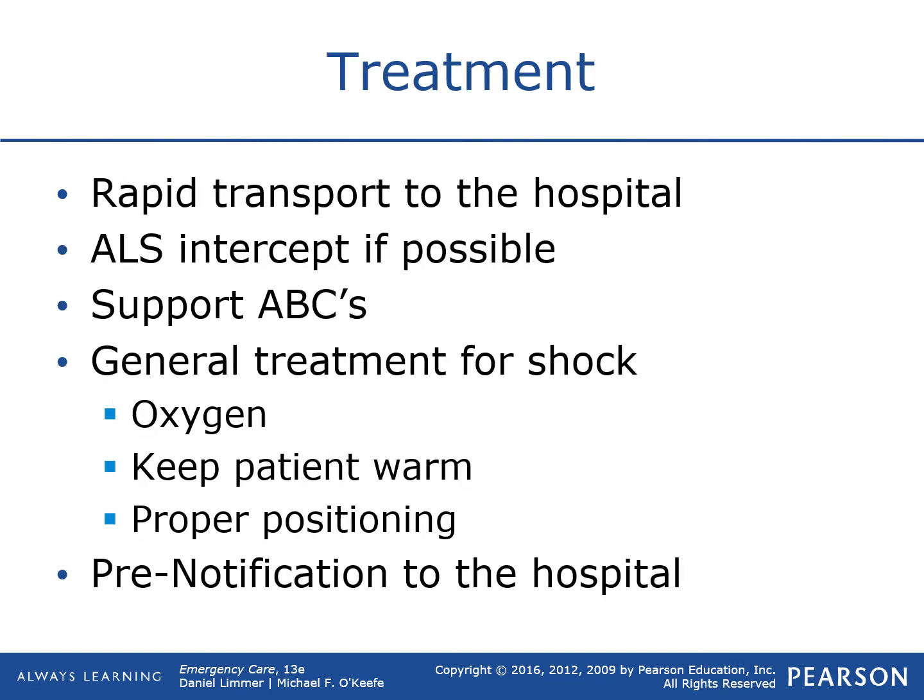Our treatment: we have rapid transport to the hospital. These are patients that we are rushing to the hospital. Use your lights and sirens to get them to the hospital. Try to have an ALS intercept because ALS can try to start to stabilize the blood pressure a little bit. At the EMT level, you want to support the ABCs and do your general treatment for shock. Our general treatment for shock is oxygen administration, keeping the patient warm, and laying them down flat.